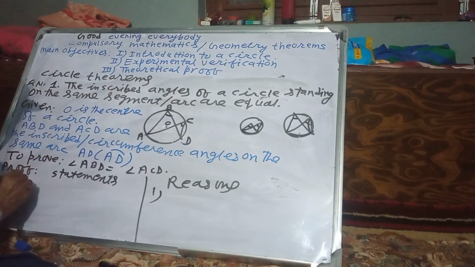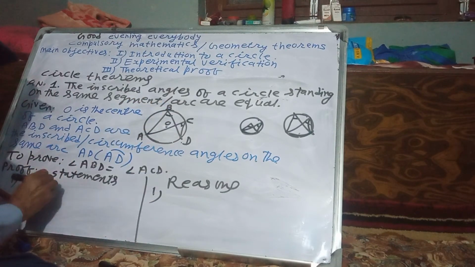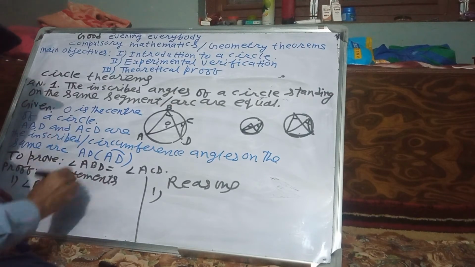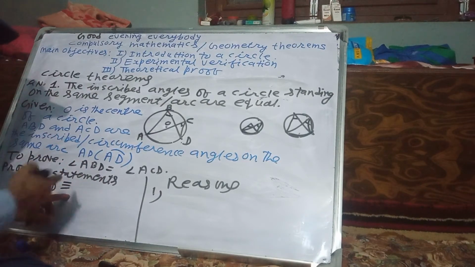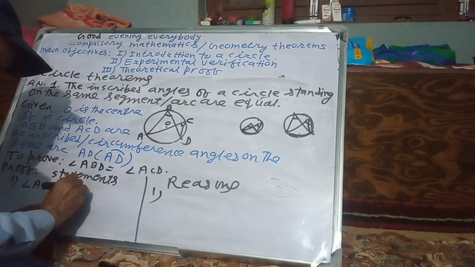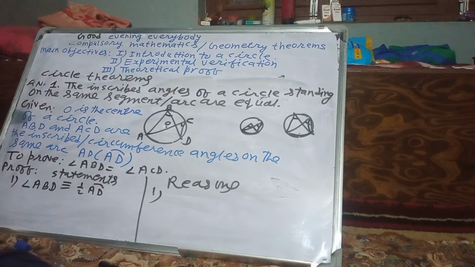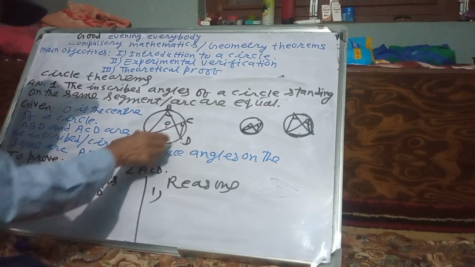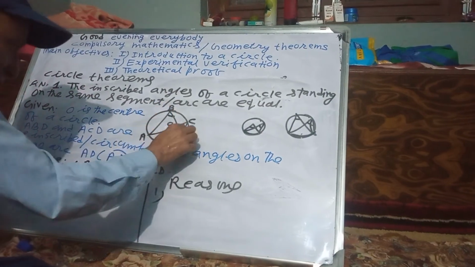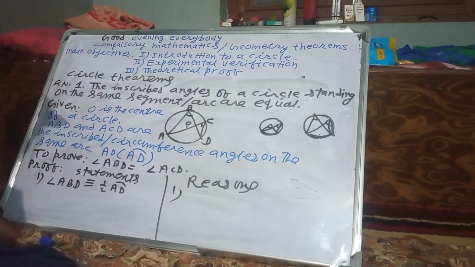What to write? Angle ABD is equal directly to half of arc AD. Half of arc AD. This ABD equal half of the arc AD. यो angle चाहिँ यो opposite arc को आधे हुन्छ.